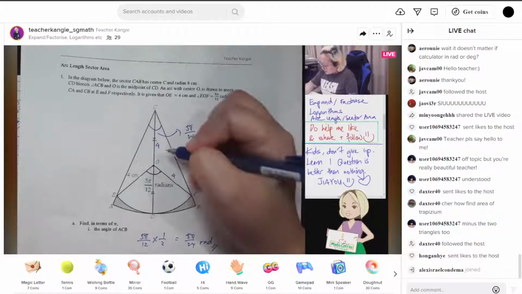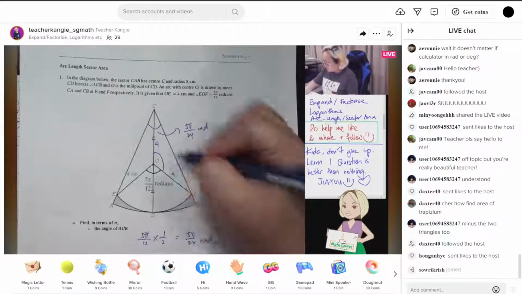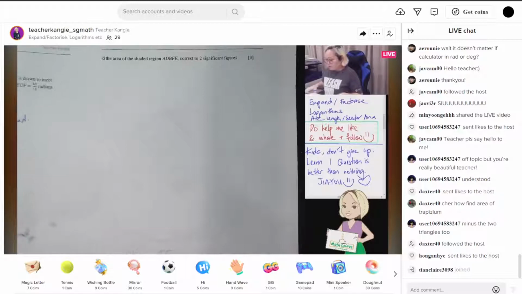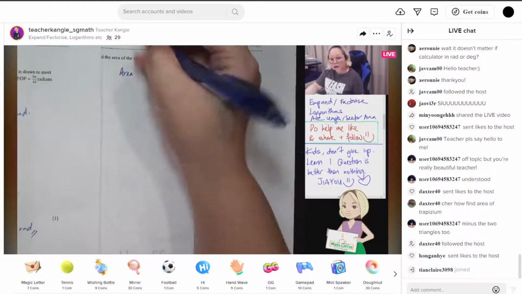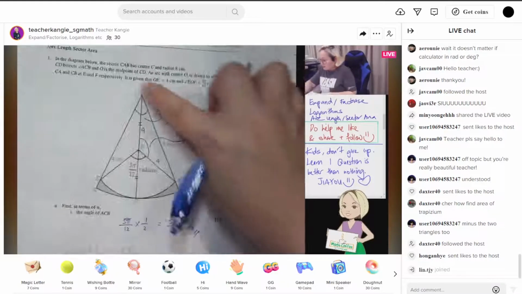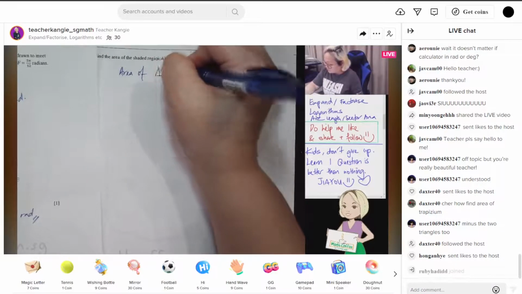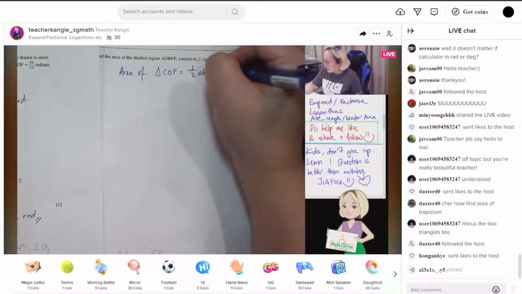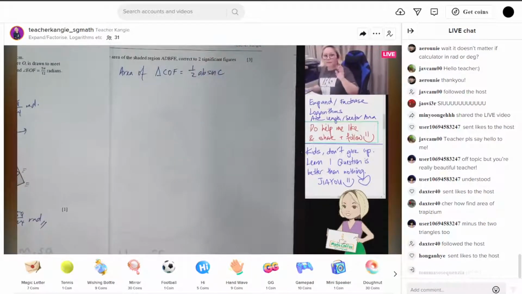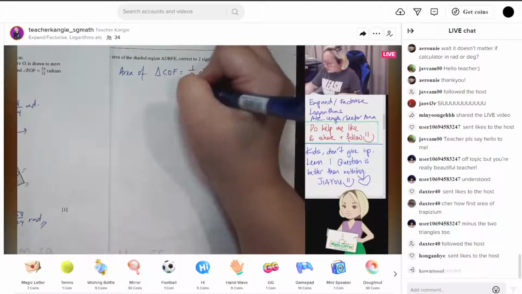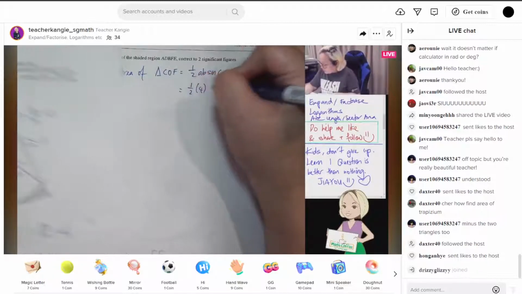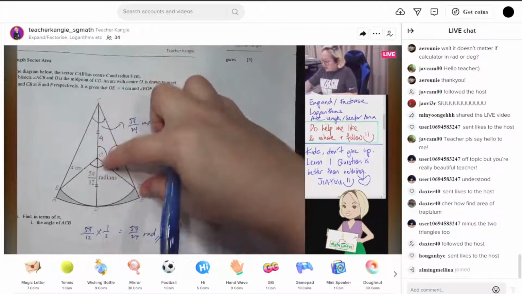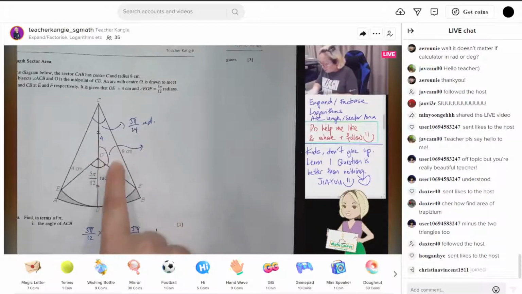So you need to find out what this angle over here is first. I'm going to write area of triangle COF. I'm going to use half AB sine C. This is the part where you see sine C, right? Later the angle I'm going to key in radian, so you have to make sure you are in radian mode. Then you will get the correct answer. So now I know this is half times 4 times 4. But what is the angle over here?